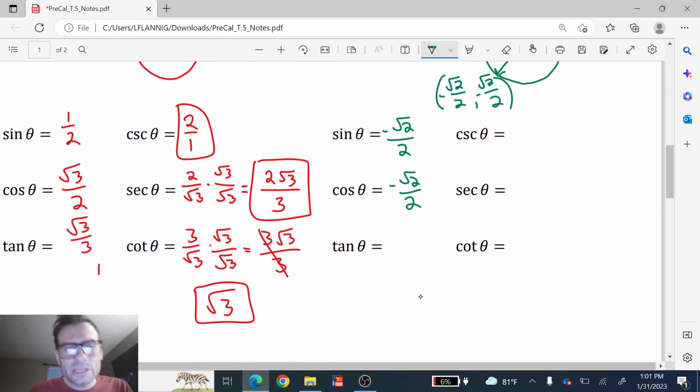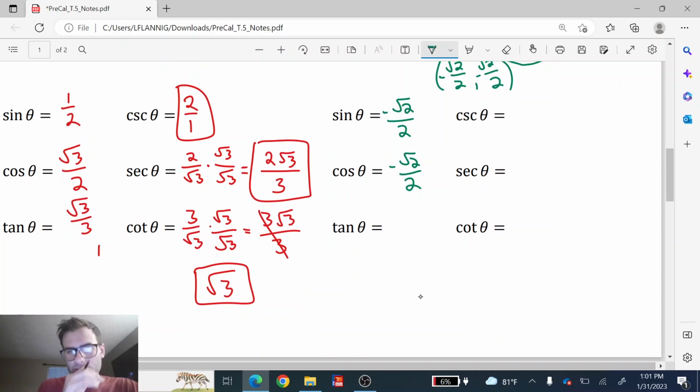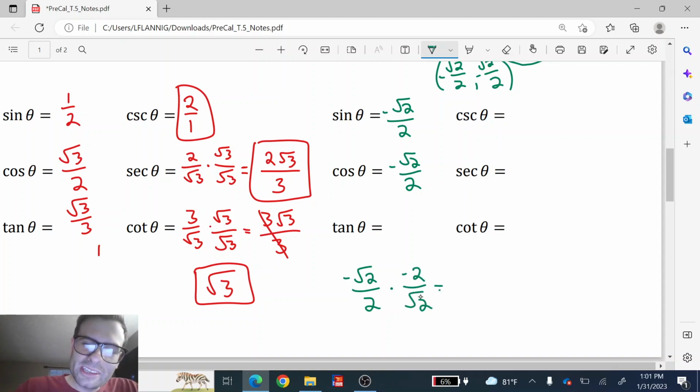The tangent is the division of sine and cosine. So the sine is negative square root of 2 over 2, and you have to multiply by the reciprocal here, which is negative 2 over the square root of 2. But this is kind of nice because these cancel out, and these cancel out, and the negatives cancel out, which just gives you 1, which is very nice.